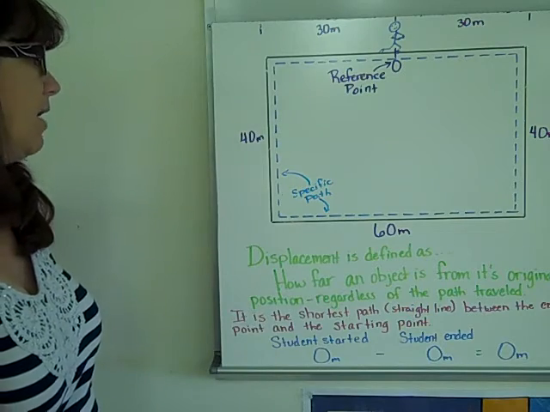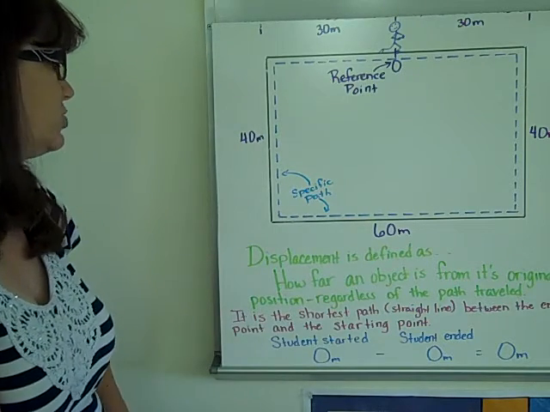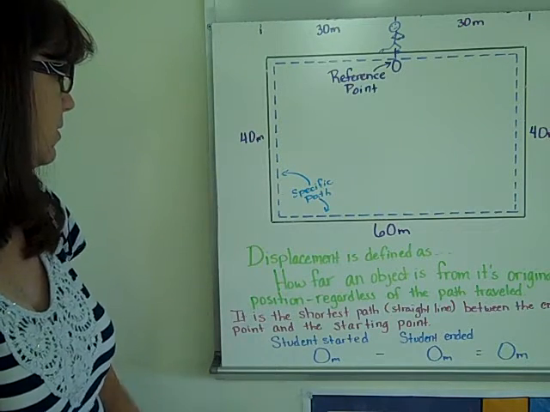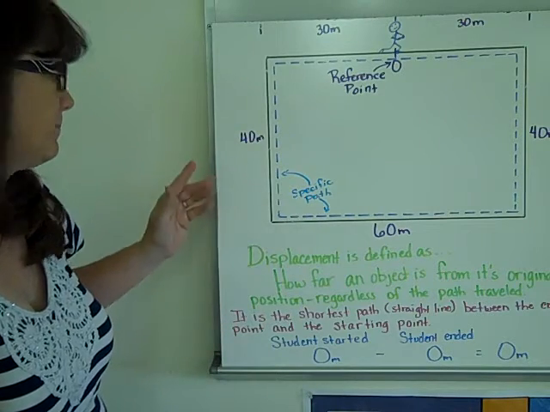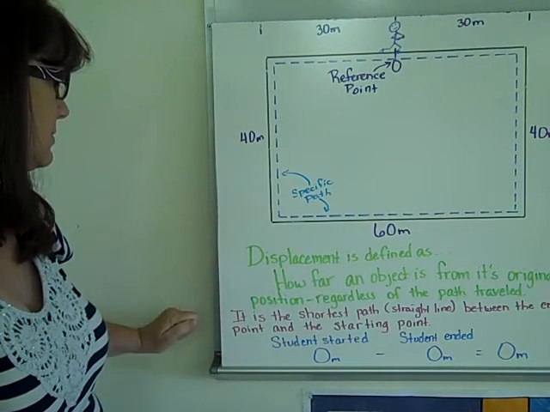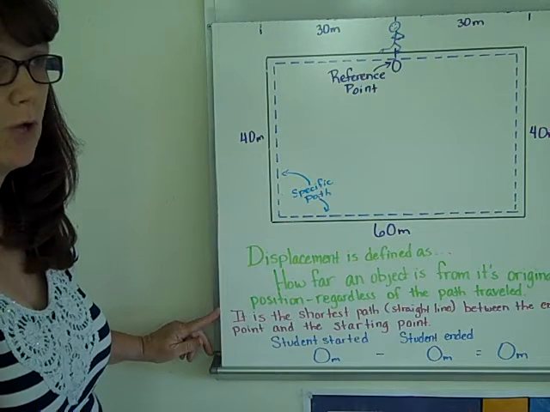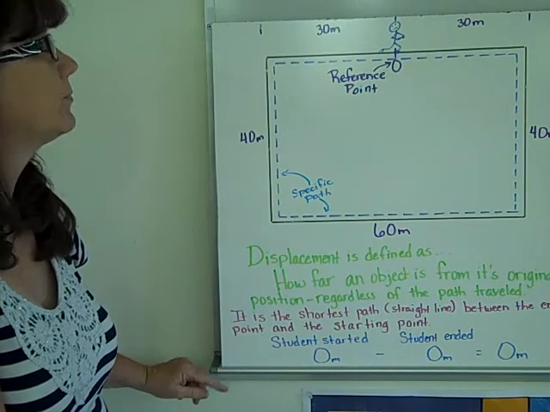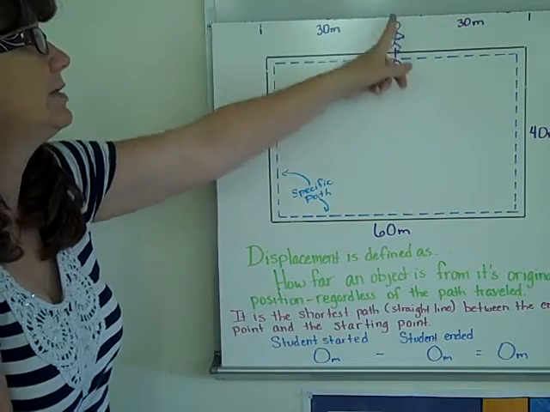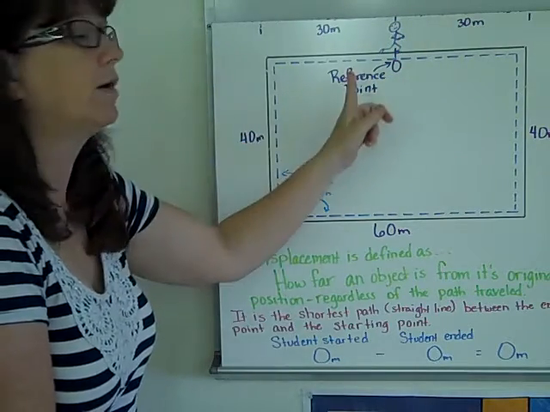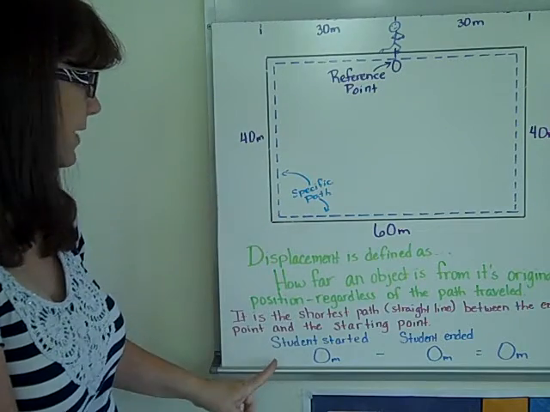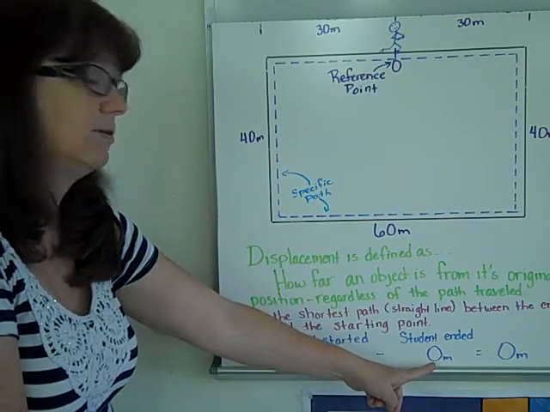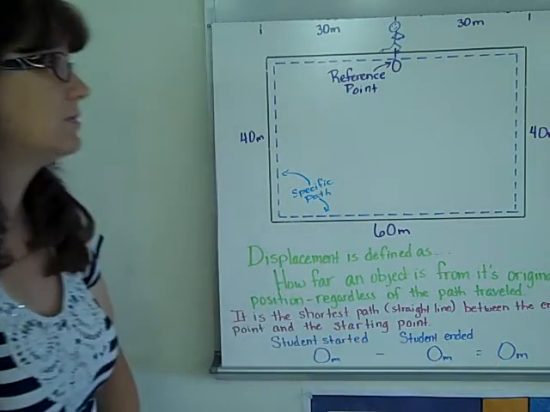Displacement is defined as how far an object is from its original position, regardless of the path that it took to get there. We usually state that when we're calculating displacement, it is the shortest path, which you know from math is a straight line, between the ending point and the starting point. So if we look at our individual, he started at 0, he ran around the block, and he ended at 0. So we can say that our student started at 0 meters and he ended at 0 meters, and we can subtract those two and we get 0 meters.